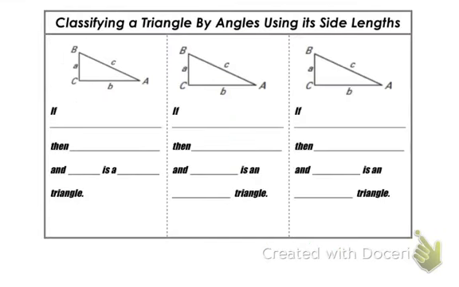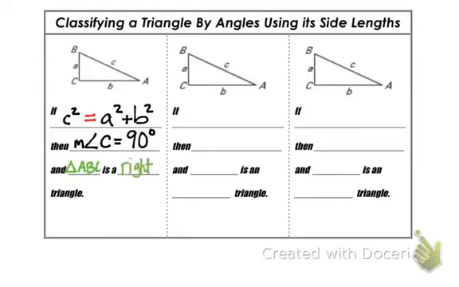Now we can classify a triangle by its angles using its side lengths. So there are going to be 3 different cases where you have to identify what kind of triangle it is by the angles. So if we say that c squared is actually equal to a squared plus b squared, then the angle across from the longest side, angle C, is going to be 90 degrees. So then triangle ABC is a right triangle.